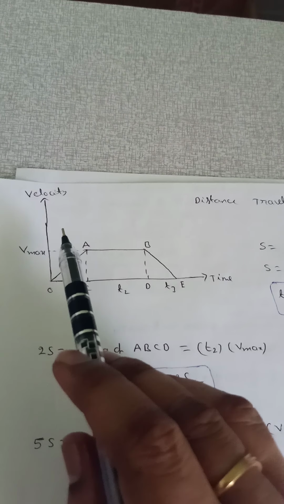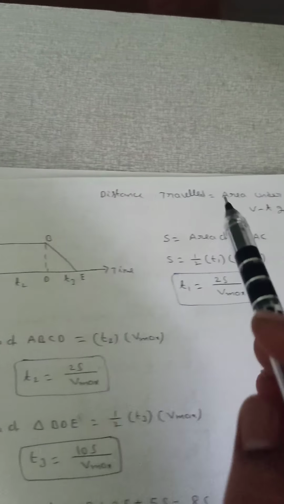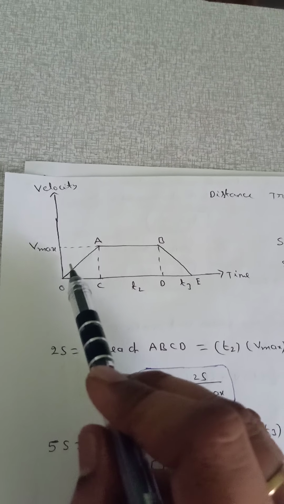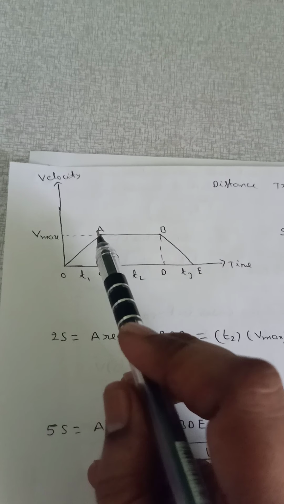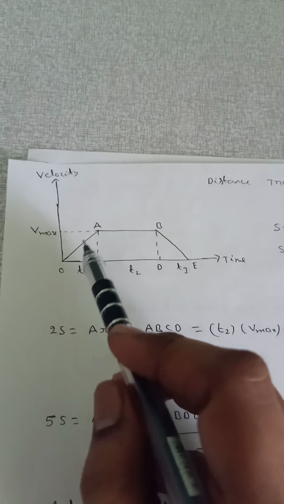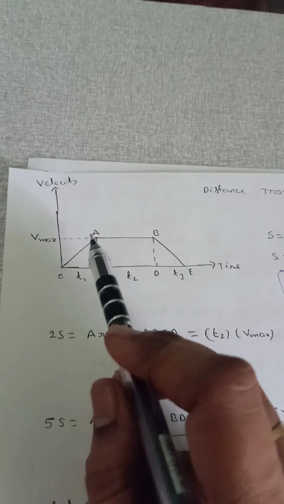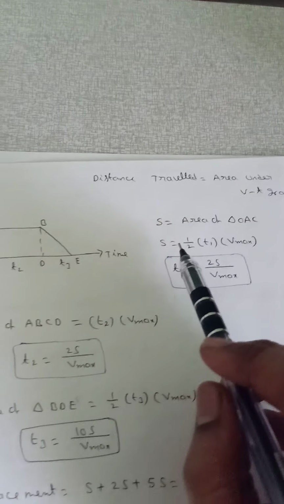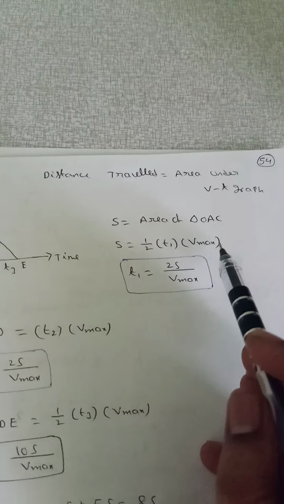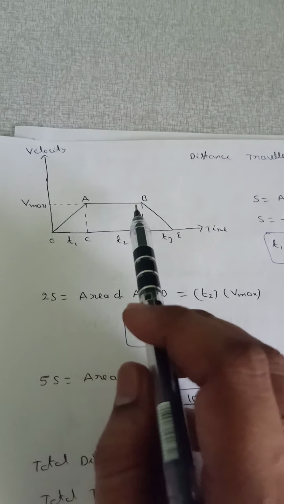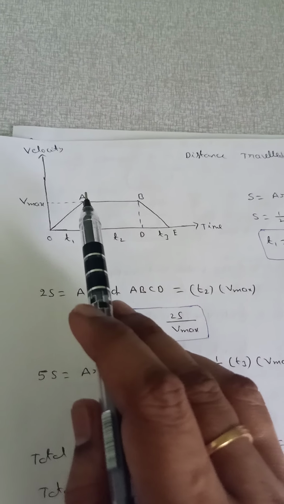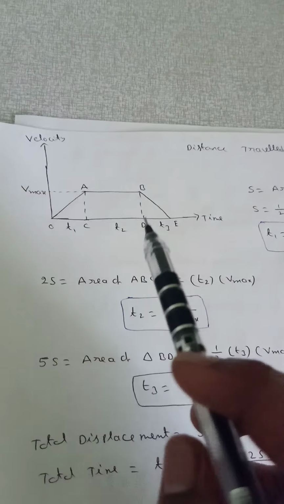Distance traveled is equal to the area under the velocity time graph. From line OA, in the first case, the distance traveled is s. S is equal to the area of triangle OAC, that means half into t1 into V maximum, so t1 is equal to 2s by V maximum. In the second case, from A to B the distance traveled is 2s. 2s is equal to the area under ABCD, that means t2 into V maximum, length into breadth. So t2 is equal to 2s by V maximum.